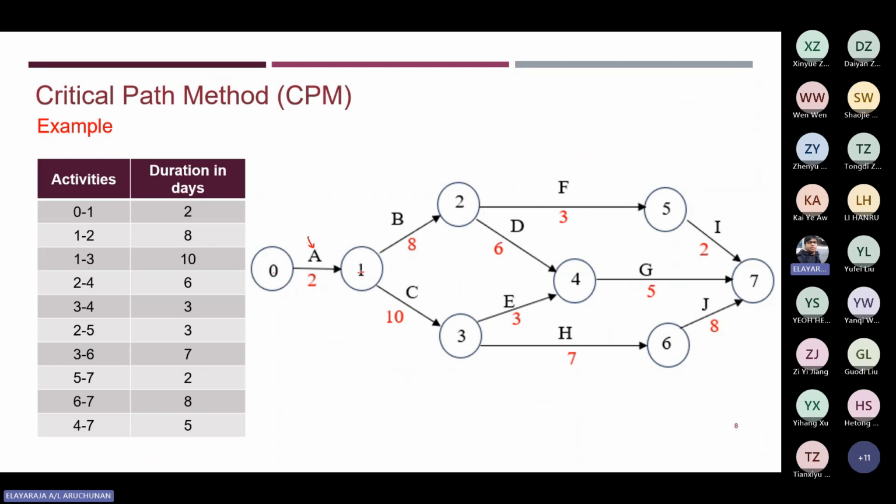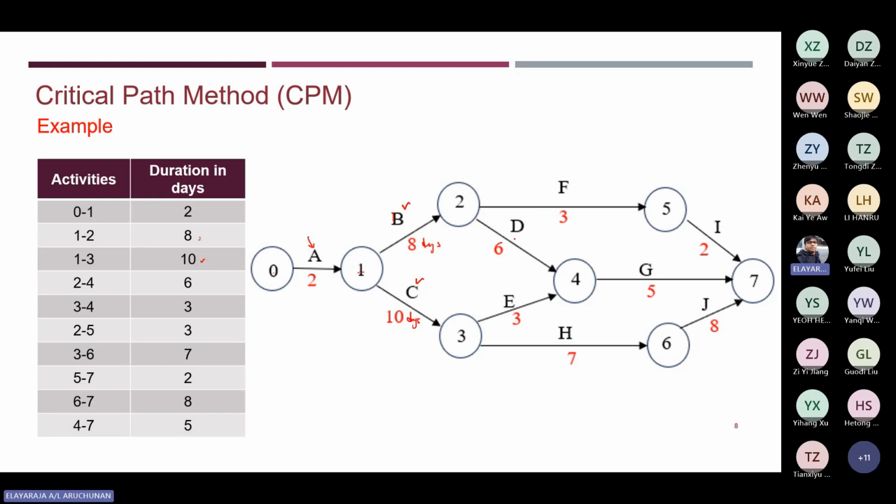Next, from 1 to 2, from node 1 to node 2, it will take 8 days. You can assume that this is activity B, and it consumes 8 days. Then for node 1 to 3, it will take 10 days. You can denote that as activity C, and it will take 10 days in duration to complete. Likewise, you need to link each and every activity.